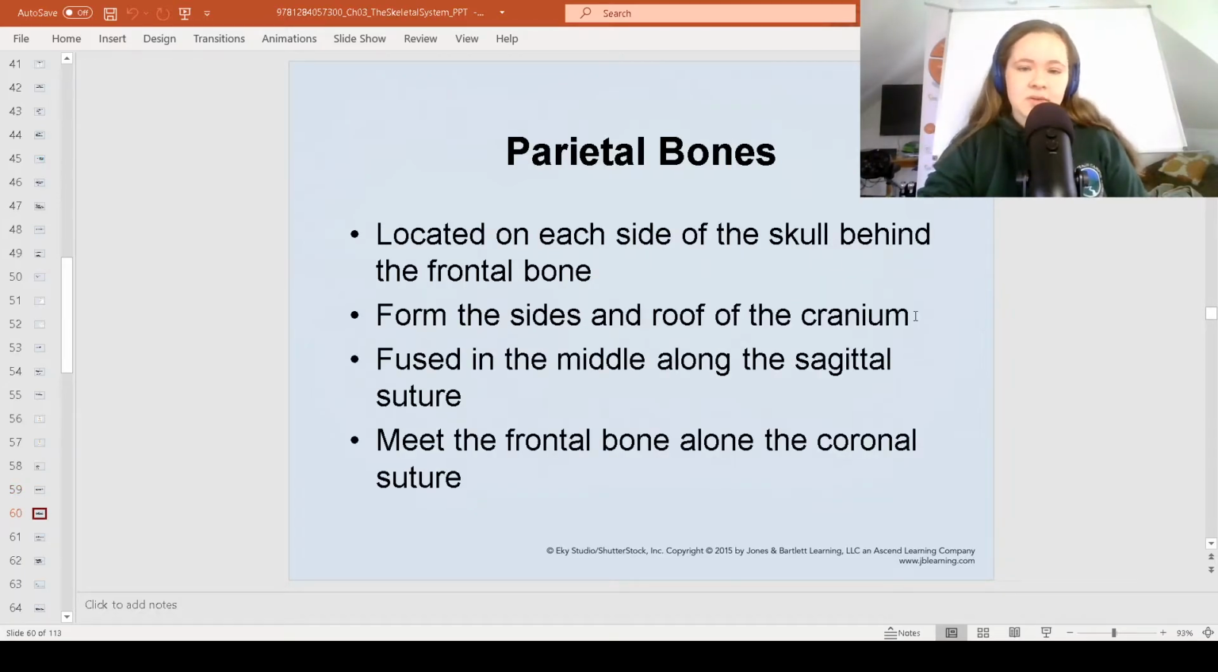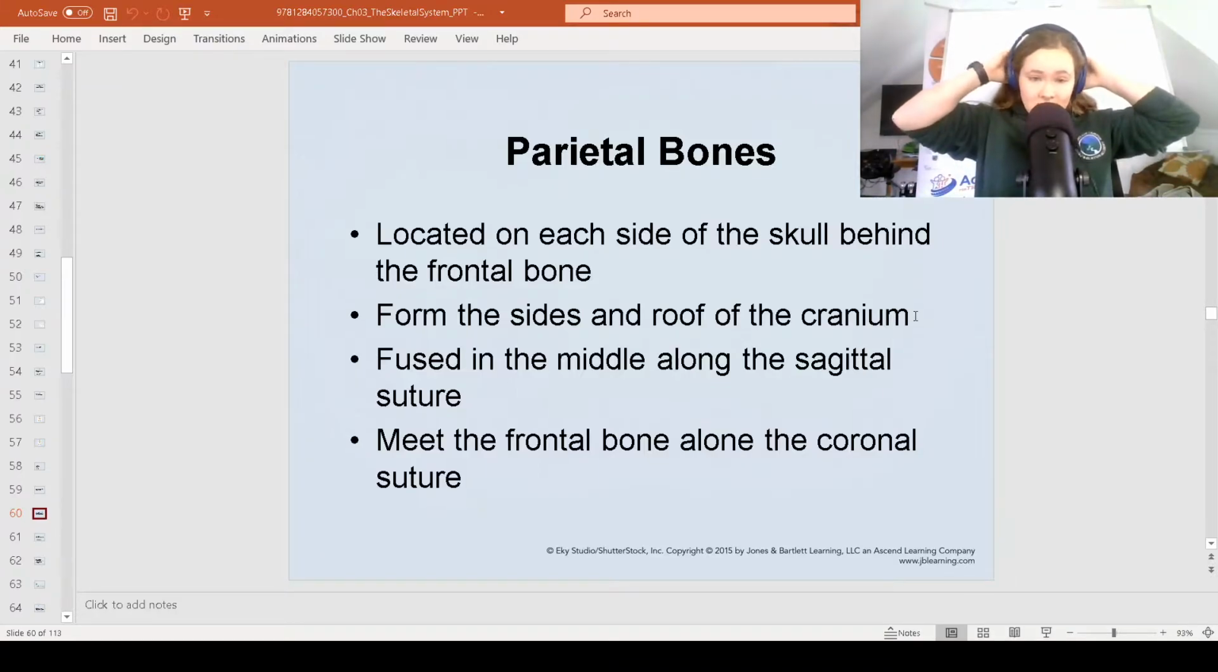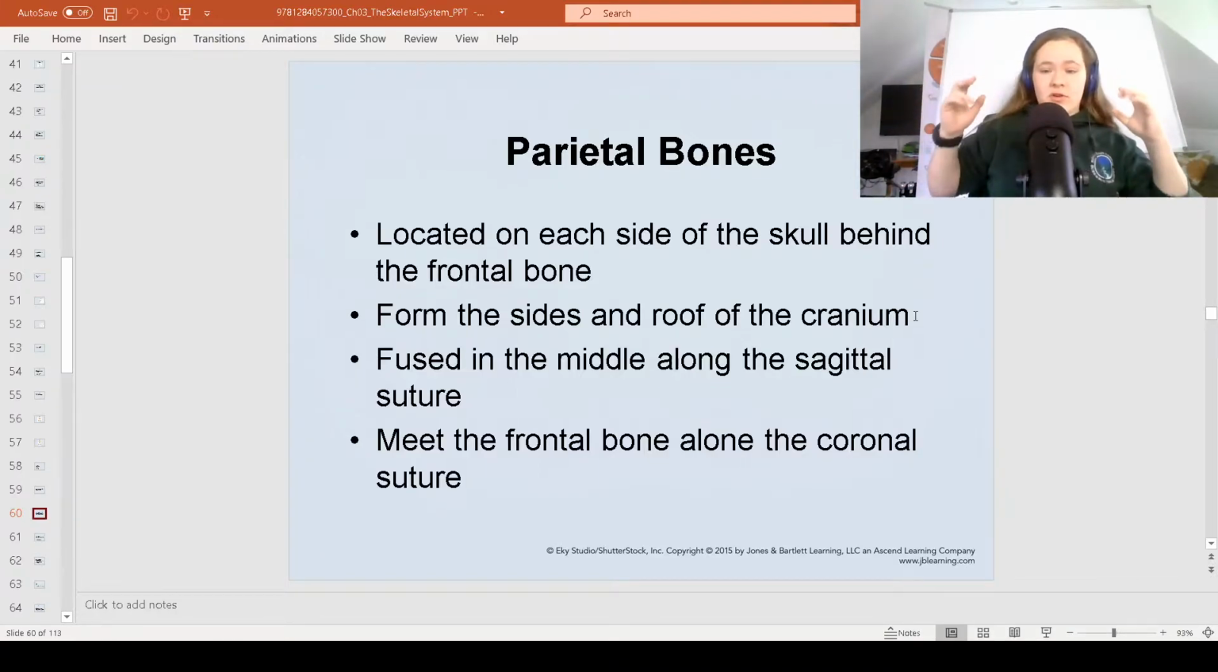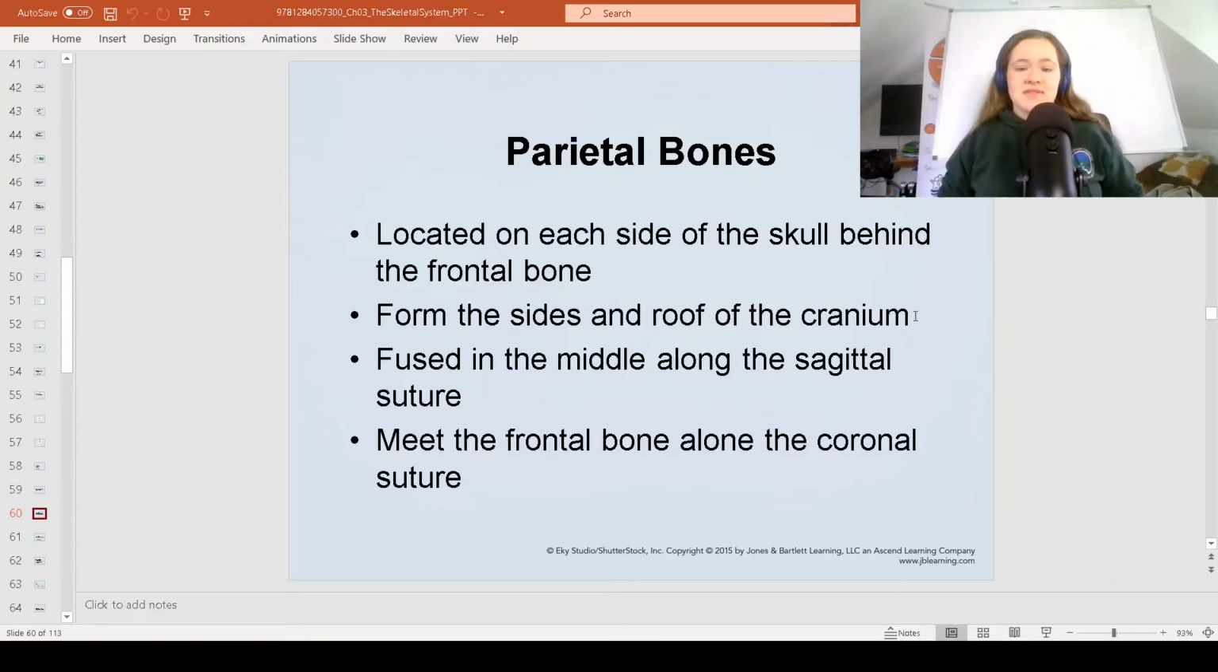The parietal bones, located on each side of the skull behind the frontal bone, right here. They form the sides and the roof of the cranium, and they fuse in the middle along the sagittal suture. They meet the frontal bone along the coronal suture.